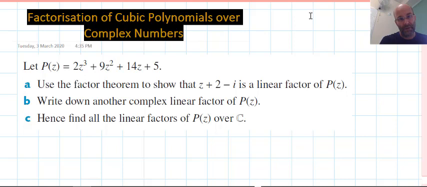We've got to use the factor theorem from our previous knowledge to show that z plus 2 minus i is a linear factor of p of z. Write down another complex linear factor, and then find all of them for p of z over C, the set of complex numbers. In part A, let's use the factor theorem now.